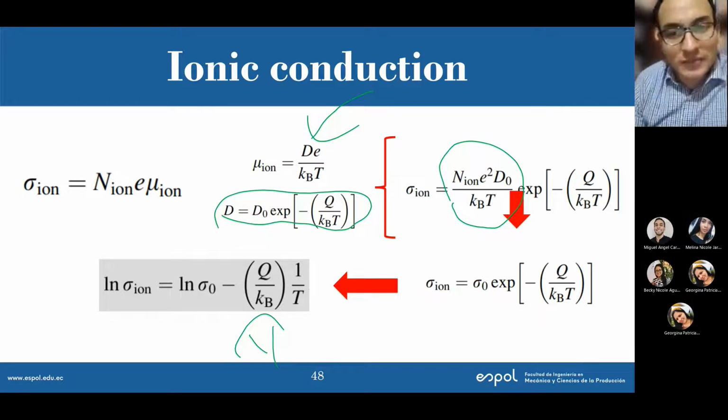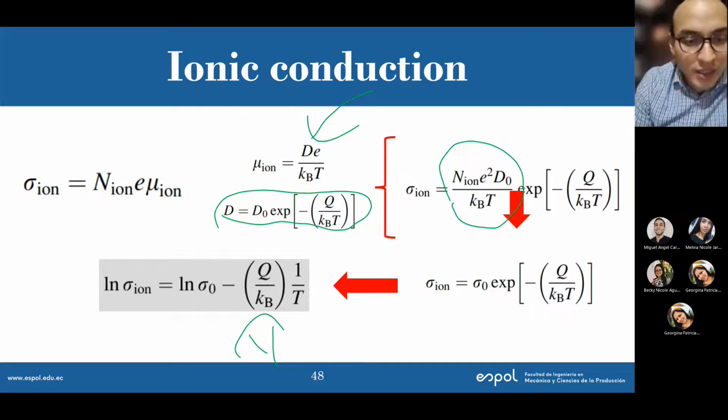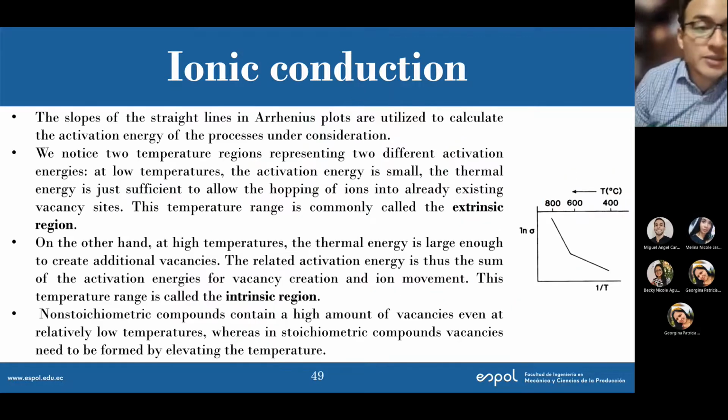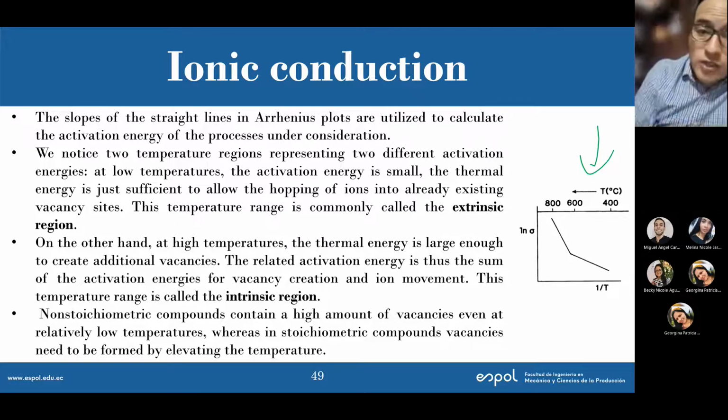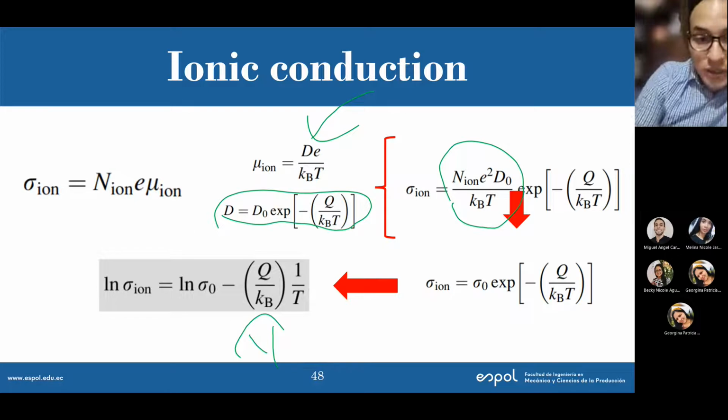So what's happening here? Look at that. It tells me that there should be a linear relationship between the logarithm of conductivity and the inverse of temperature. And actually there is a linear relationship. If you look at the graph, you can notice two temperature regions representing two different activation energies, because if you look at the equation, you can definitely say that the activation energy is related to the slope of the line, right? You can definitely see that.